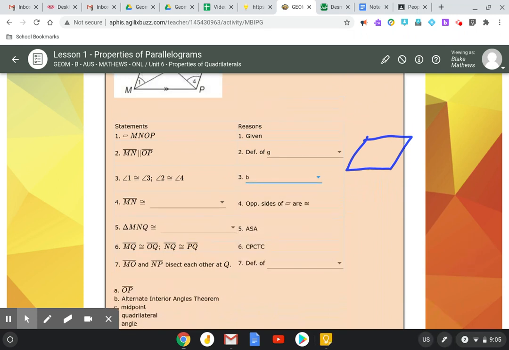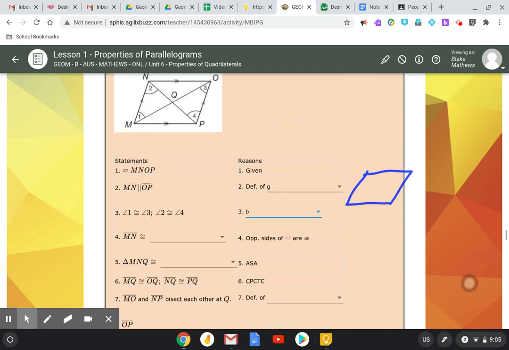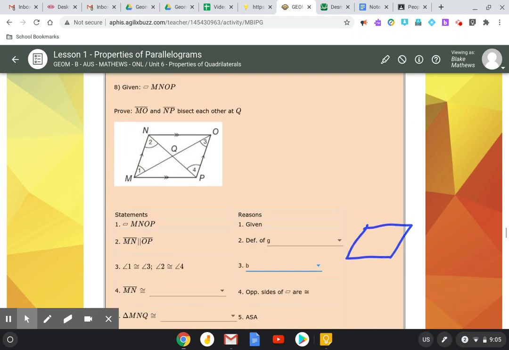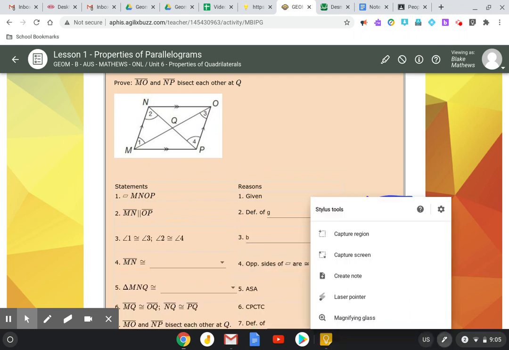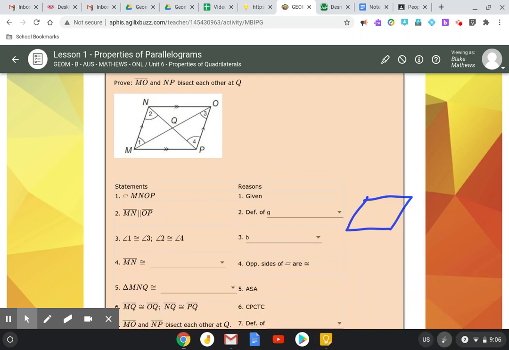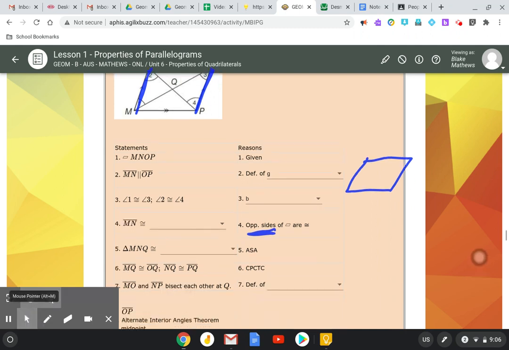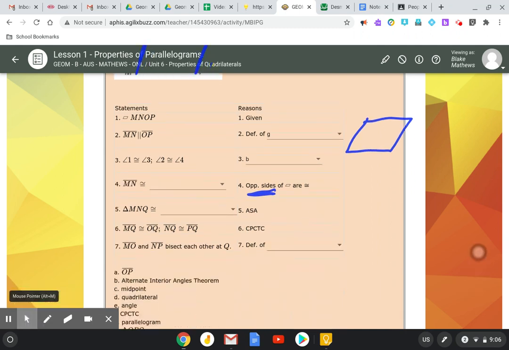Now we see that in the fourth line, MN is congruent to something. And then it says opposite sides of a parallelogram are congruent. They're pretty much giving us the answer. In other words, they want us to find the opposite side. So what is the opposite side to MN? The opposite side to MN is OP. So we should be selecting the answer choice for OP, which is answer choice A.